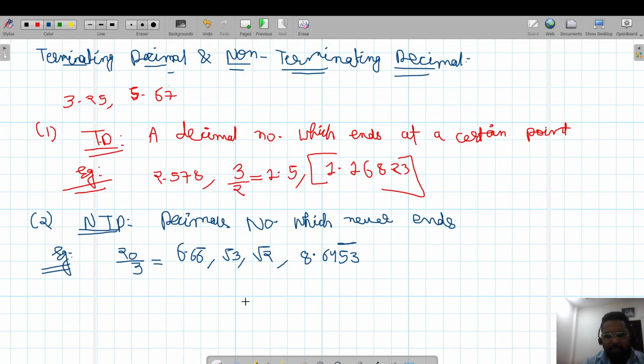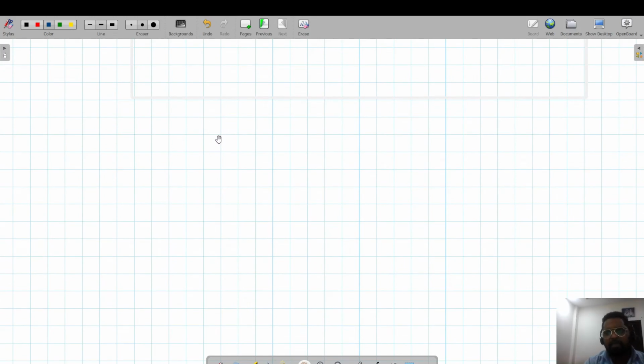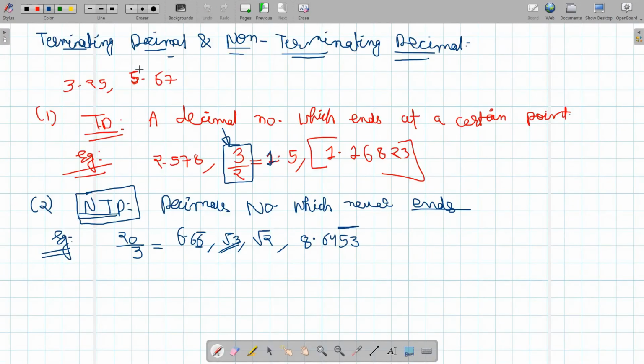Here there is one method to recognize which number is a terminating decimal and which is a non-terminating decimal. Terminating decimals are decimal numbers which end at a certain point. Suppose 2.578 is a terminating decimal because it ends at this 8. 3 upon 2 is also terminating because it ends at 1.5, at this 5. Terminating means it stops at some point. Non-terminating decimals are those which never end.